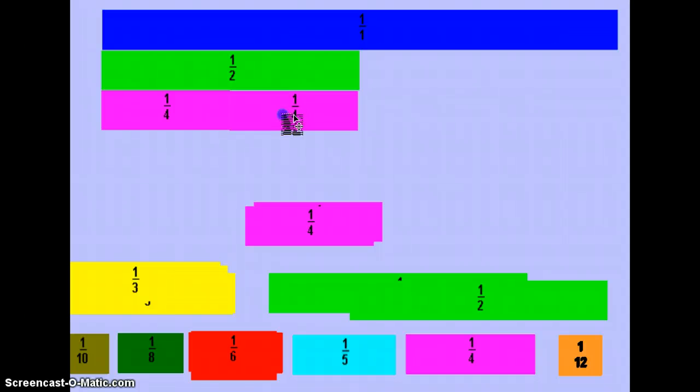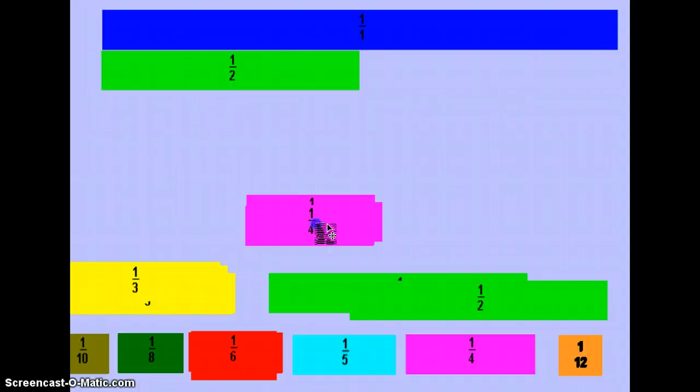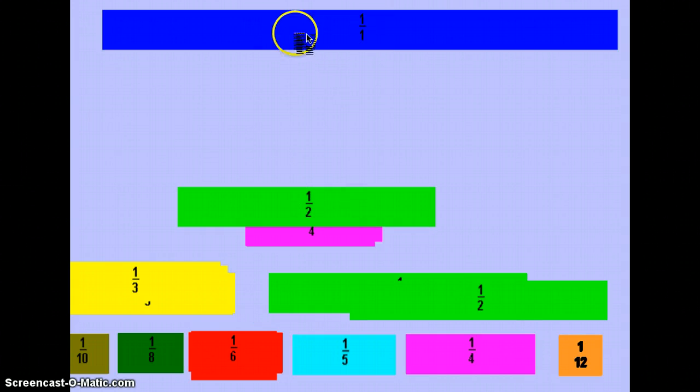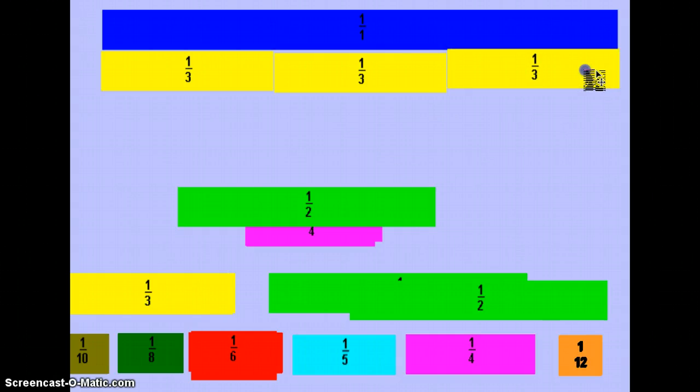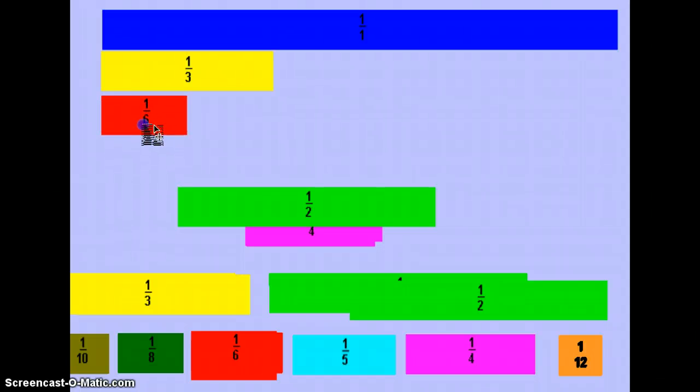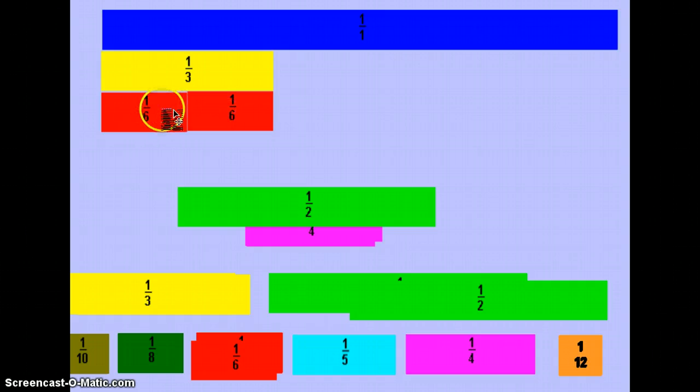Okay, now let's look at how many thirds equal 1 whole. So we have 1, 2, 3 thirds equal 1 whole. Okay, now let's take a look and see how many sixths make 1/3. So we have 1, 2. 2 sixths equal 1/3, and so on and so forth.